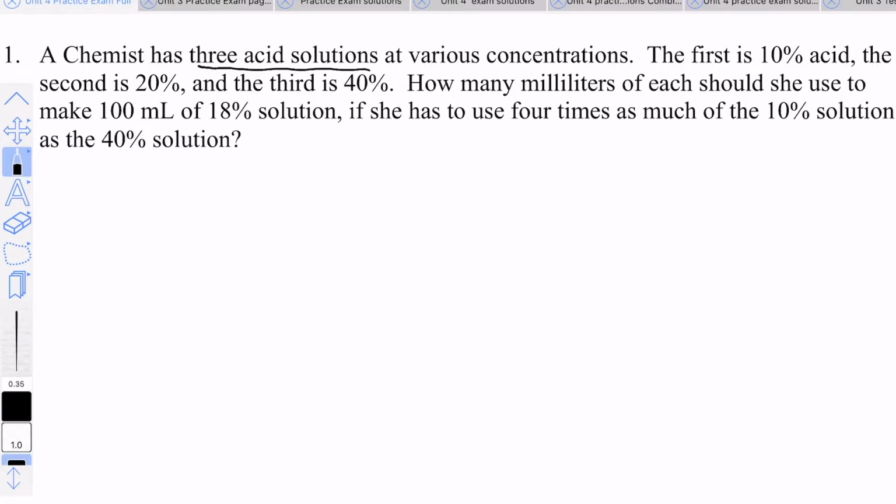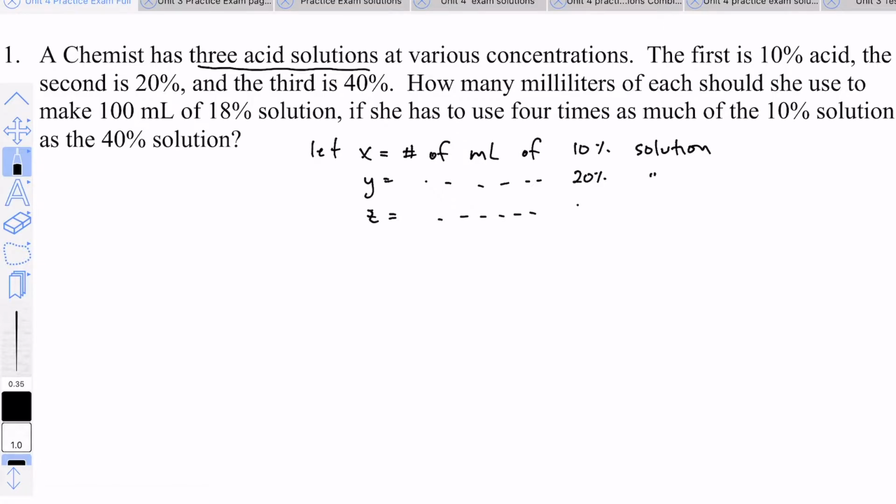So step 1 of any story problem is identify the question. The question's right here. How many milliliters of each solution should be used? So I'm going to let x equal number of milliliters of the 10% solution. And then y will equal number of milliliters of the 20% solution. And z is going to equal the number of milliliters of the 40% solution.